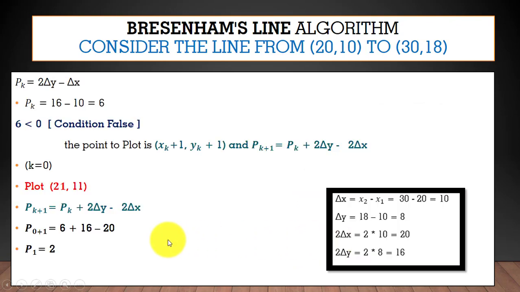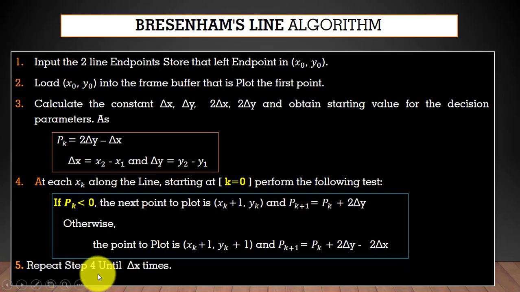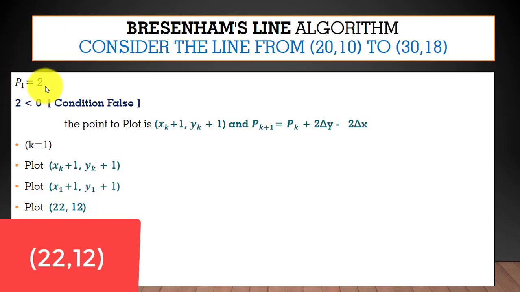Now the next step is we will calculate the value of the decision parameter using this equation: pk+1 is equal to pk plus 2 delta y minus 2 delta x. Put the values and you will get the value of p1 is 2. Now we will check the condition again. As you know, we will repeat the step delta x times, and the value of delta x is 10. So we will repeat the step 10 times in order to draw the straight line between two endpoints using Bresenham's line drawing algorithm.